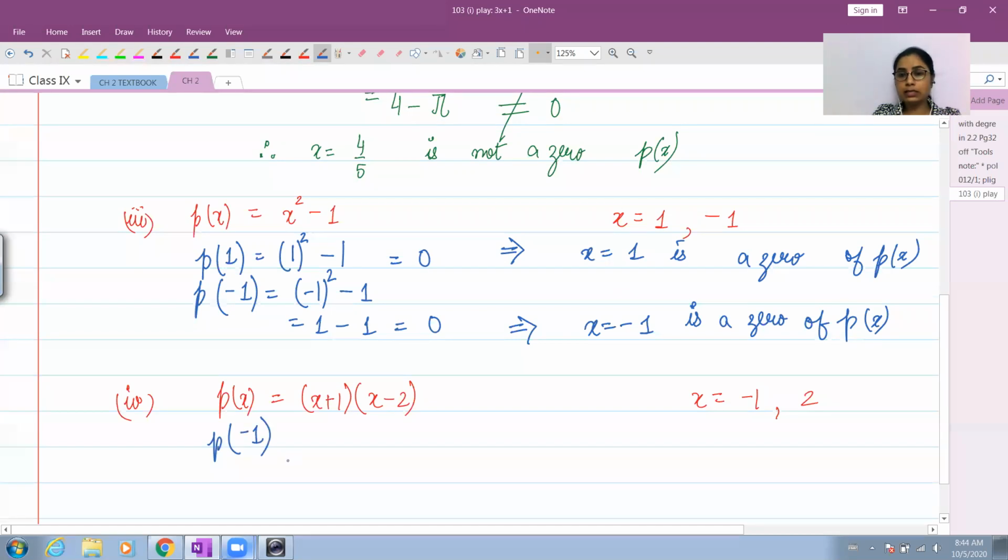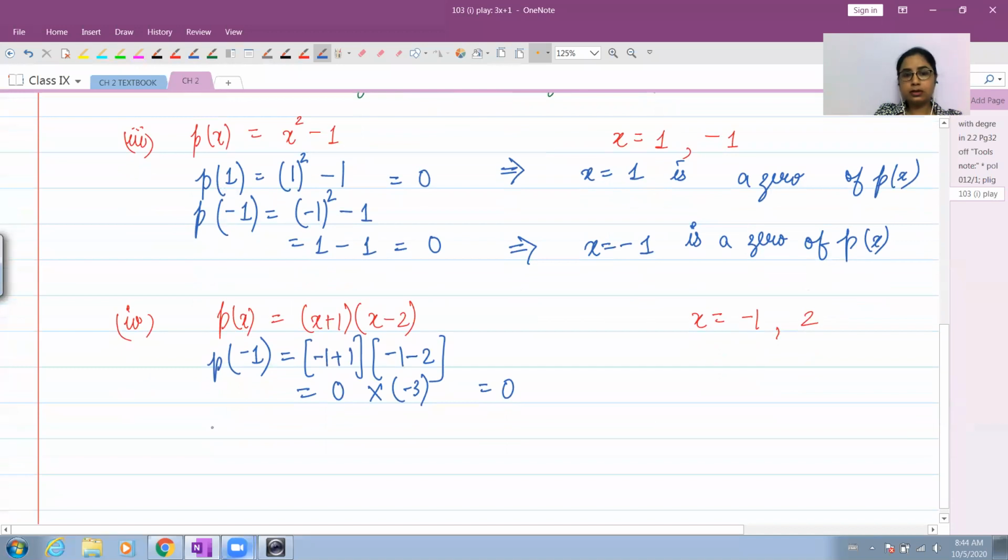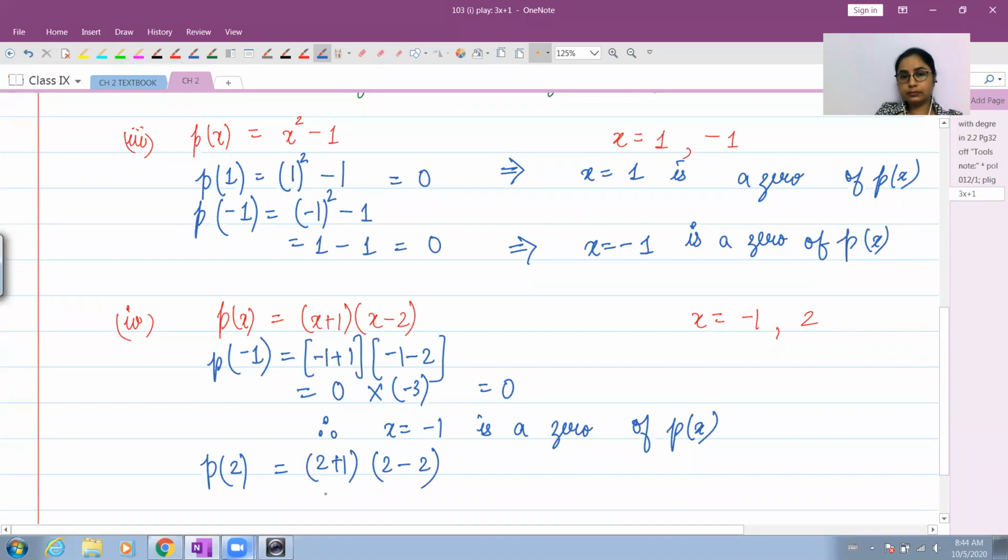The first value is x equals minus 1. So in the first bracket, as you can see, the answer will be 0. 0 multiplied with minus 3, the answer is 0. So you can write down that x equals minus 1 is a 0 of P(x). And then let's use the next value, which is 2. So this time the second bracket becomes 0.